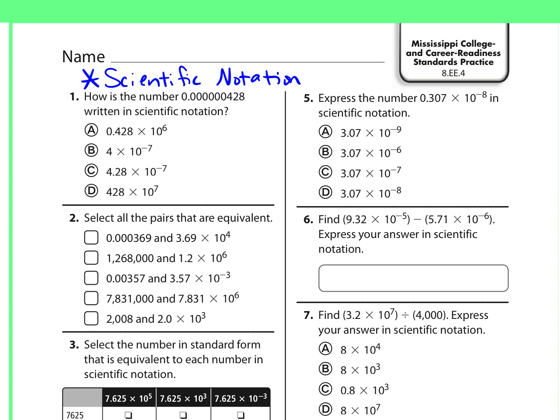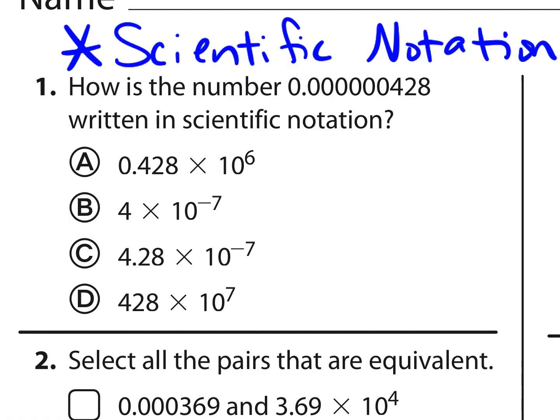Standard EE.4 is about scientific notation. Problem number 1, how is this number written in scientific notation? Well, the first thing I'm going to do is find the first digit that's not a 0. That would be this 4. I write down that number, and then I'll place a decimal and write all the digits that fall behind it until we had all zeros. So we had all zeros before this point. My first digit that was not a 0 was a 4, and that's where my decimal was placed, after that first digit that wasn't a 0.